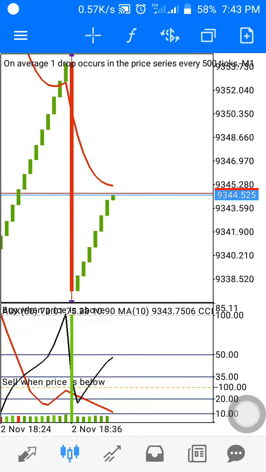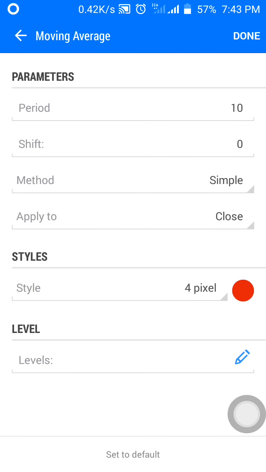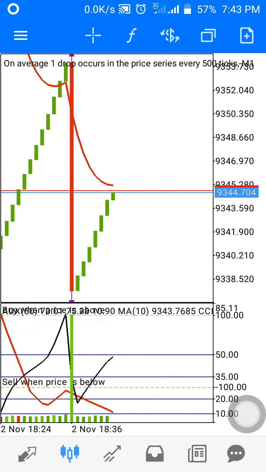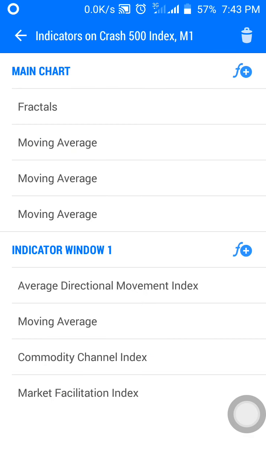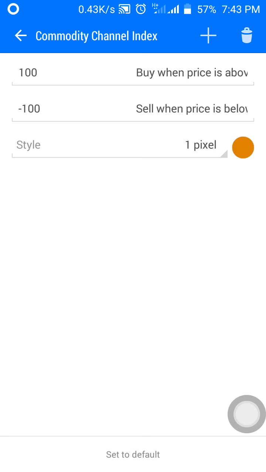Next, you add a moving average, period 10. Shift is 0. Method is simple. Apply to close. Your pixel is your choice. Click on done. Now the other one is the commodity channel index. You add period 14, apply to typical price. The levels you add are 100 and minus 100.